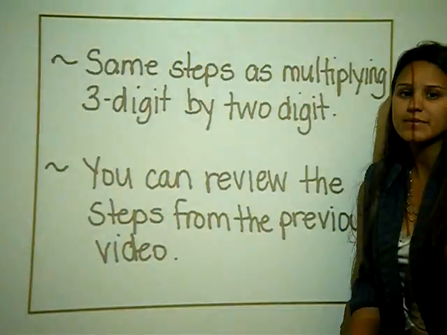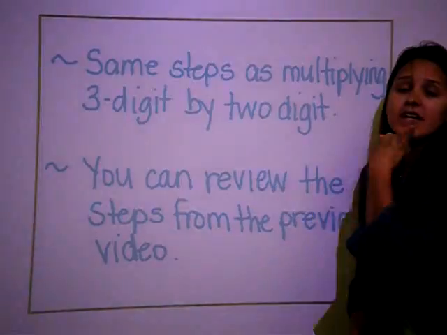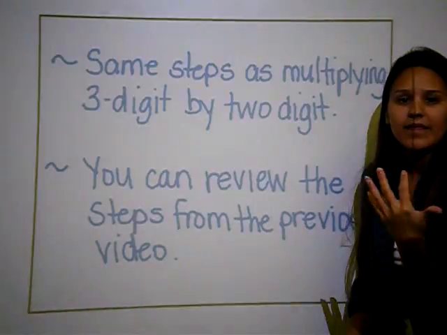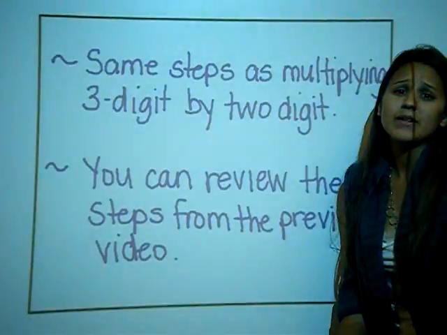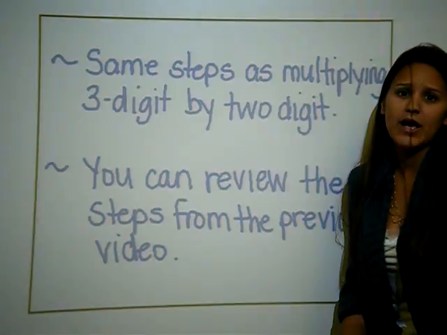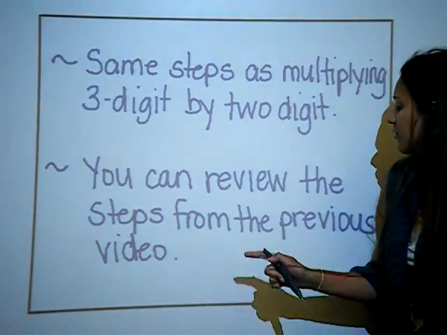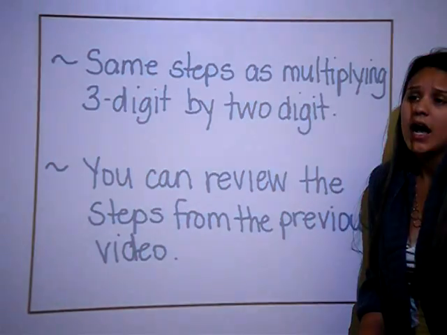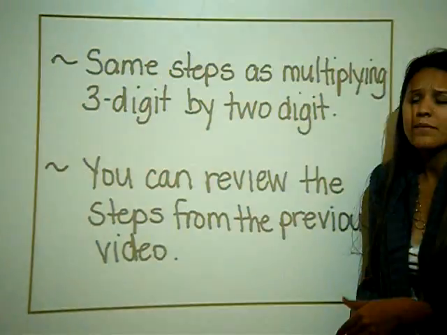So, same steps as multiplying 3-digit by 2-digit, same steps as 2-digit by 2-digit. We just add some more in there, and also it's the same process as what we did yesterday when multiplying a decimal by a whole number. You can review these steps from the previous video if you need to on the computer and go back through them.